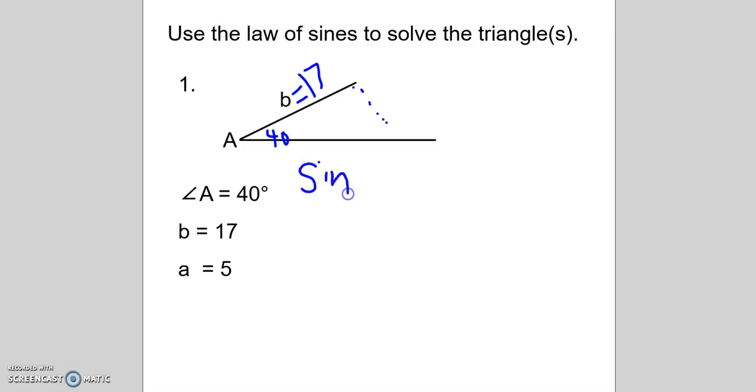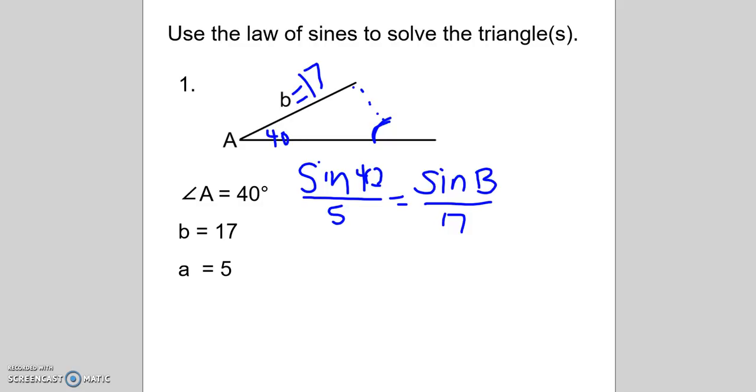So we would have sine of 40 over 5 equals sine of B over 17. So here we're solving for what would be this angle, but we're not sure what it is right now. So once you put that in your calculator, take a minute, type that out in your calculator and see what you get.